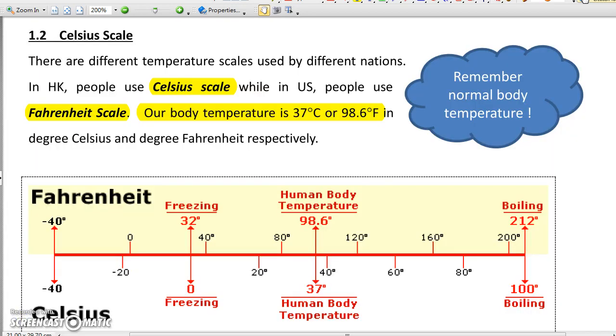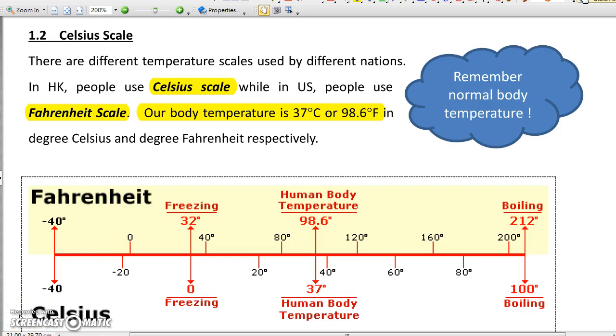1.2 Celsius scale. So now we have to use thermometer to measure temperature. But even if you are using thermometer, there are different temperature scales. Celsius scale is the scale that we use in Hong Kong. However, in the States, people use Fahrenheit scale. So when we are talking about human body temperature, normally it should be 37 degrees Celsius. But in Fahrenheit, it would be 98.6 degrees Fahrenheit.